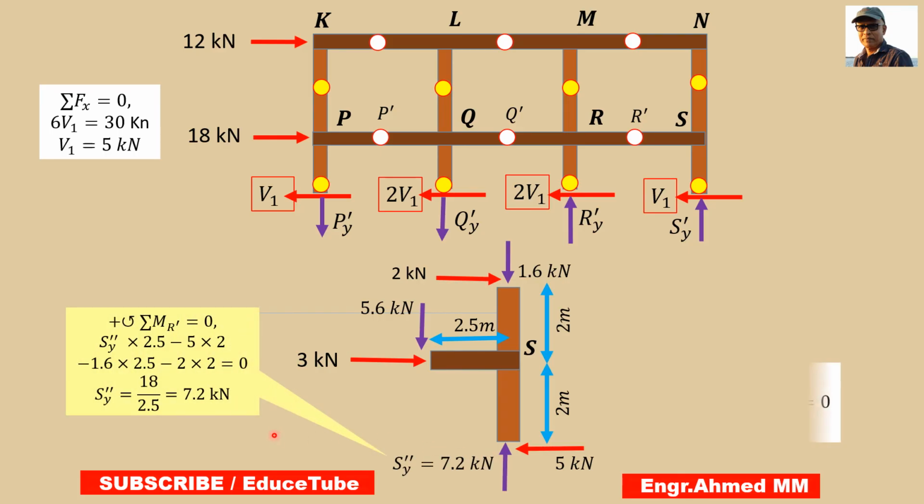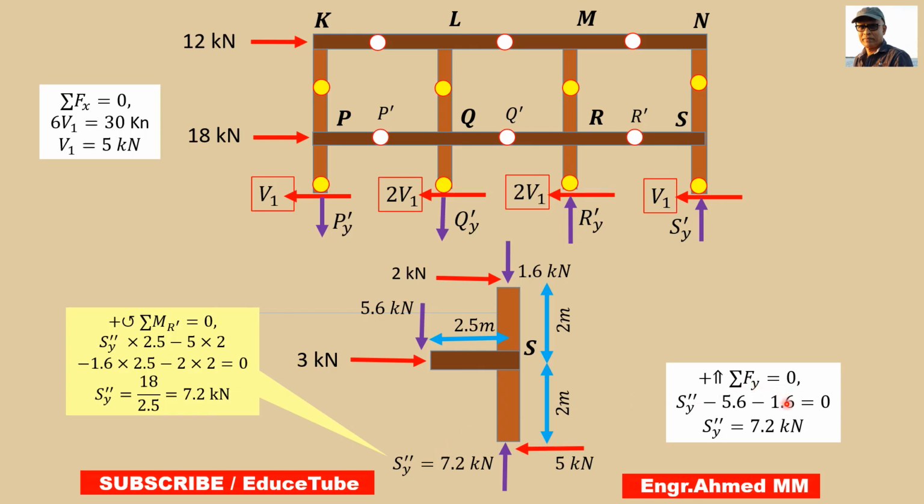We can get it by taking moments about these points: S double prime Y multiplied by 2.5 minus 5 multiplied by 2, because we are taking moment about these points, then 1.6 multiplied by 2.5, again these two multiplied by these 2 meters. So the equation of equilibrium we got is equal to 0. So S double prime Y equal to 7.2 kilonewtons. So we got it. We are done.